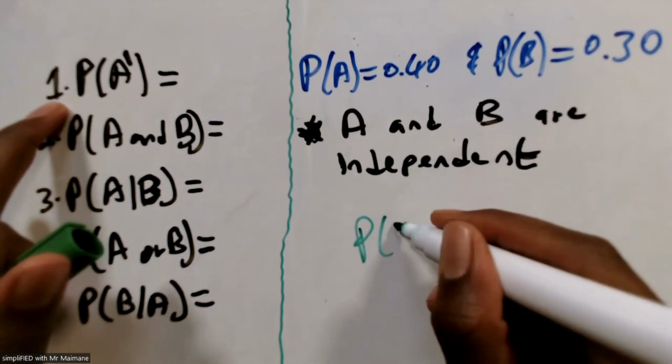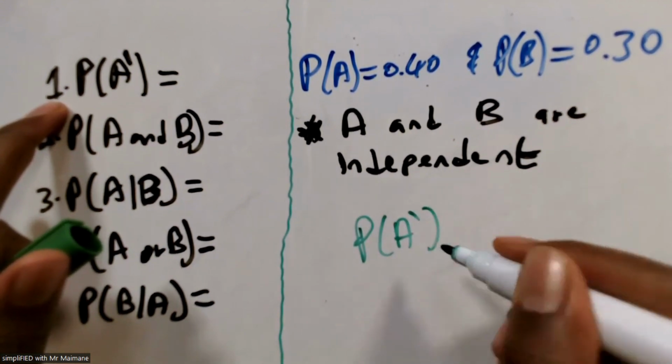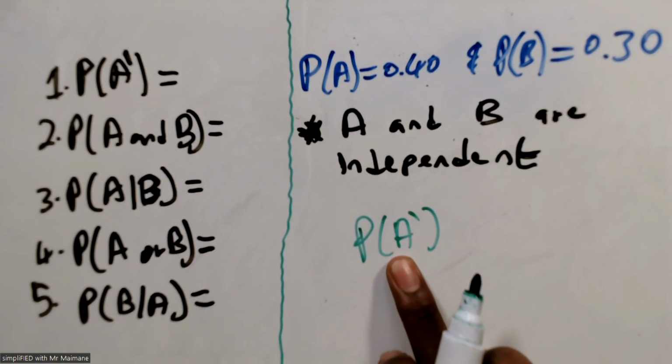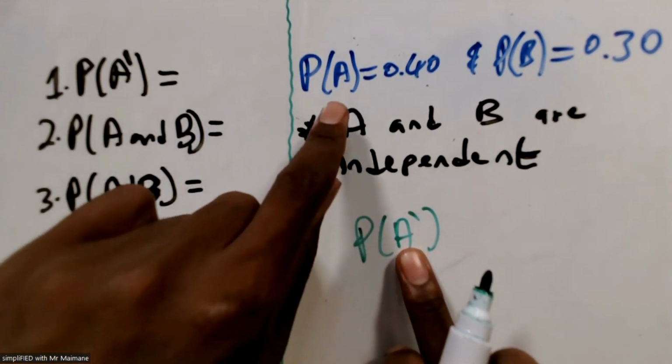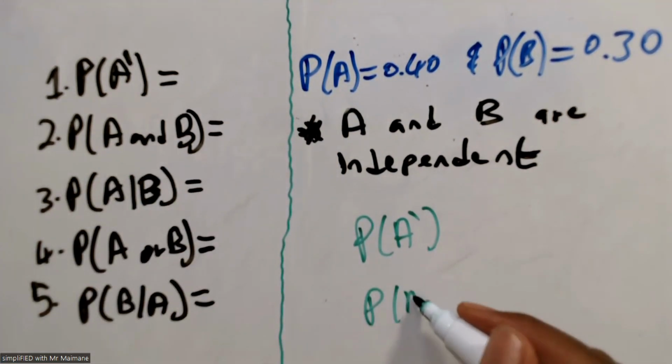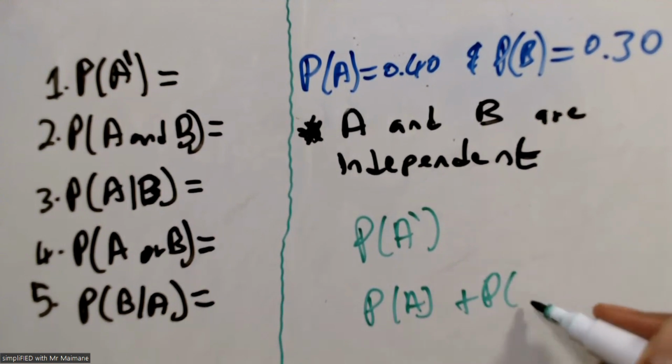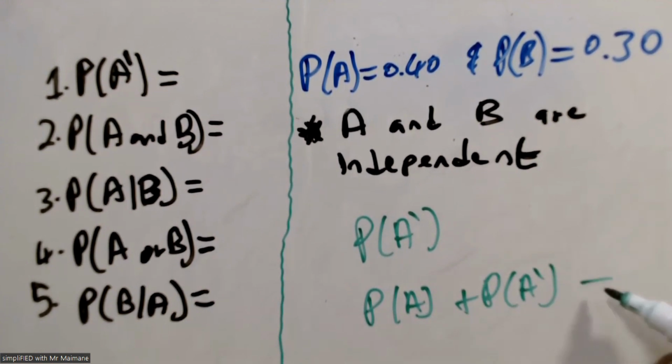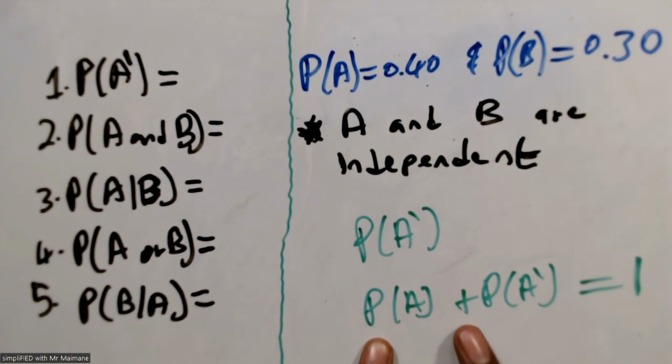Probability of complement of A. Now, complement is the opposite of the actual results. Probability of A plus probability of complement of A must always give us 1. This is a rule according to stats. Probability of A plus probability of complement of A must always give us 1.